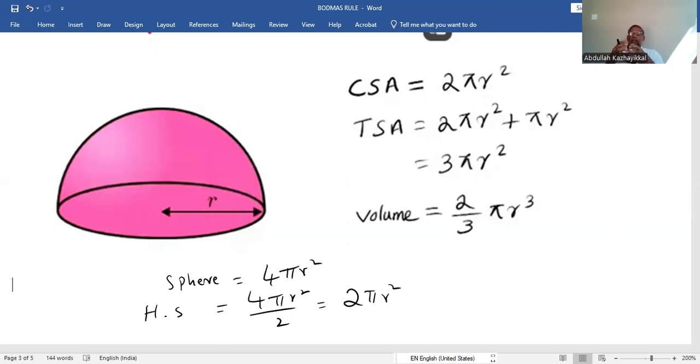And here we can see one thing. Look, circle is there. This is 2 pi r square plus pi r square. Plus pi r square. That is what we did, 3 pi r square. Remember that, okay? Hemisphere has 2 faces, but a circle has 1 face. That is the total surface area of circle.